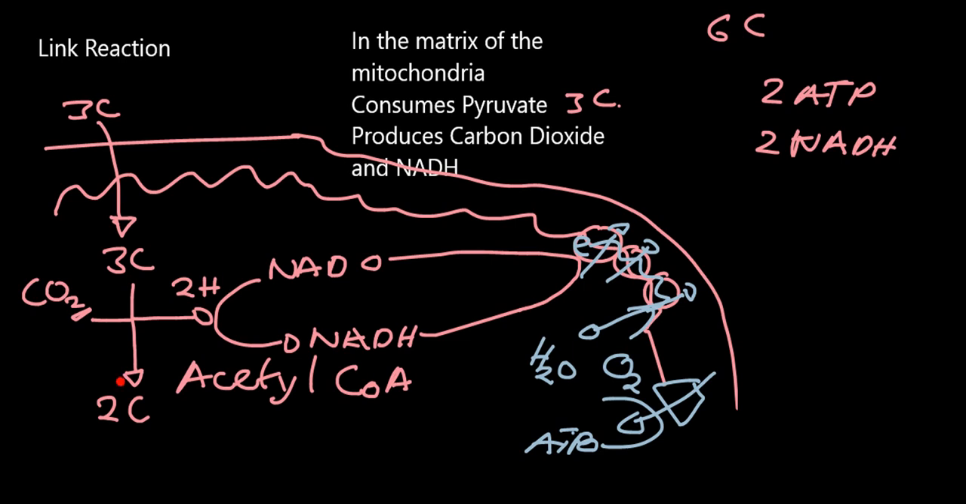The 2-carbon part, which is left, is known as acetyl, and that joins with coenzyme A to form acetyl coenzyme A. That then goes into the Krebs cycle, which carries on in the matrix of the mitochondria.